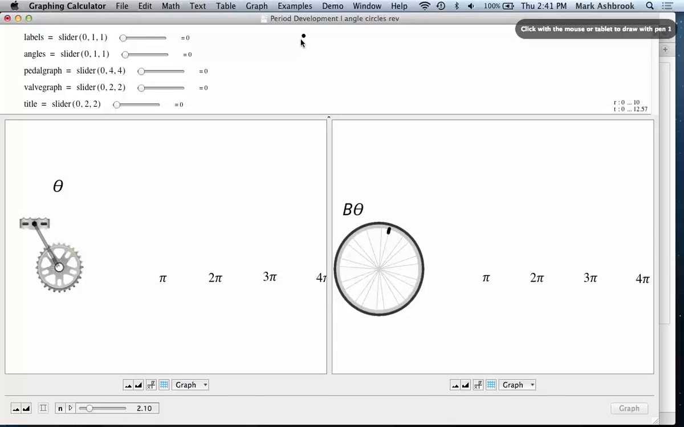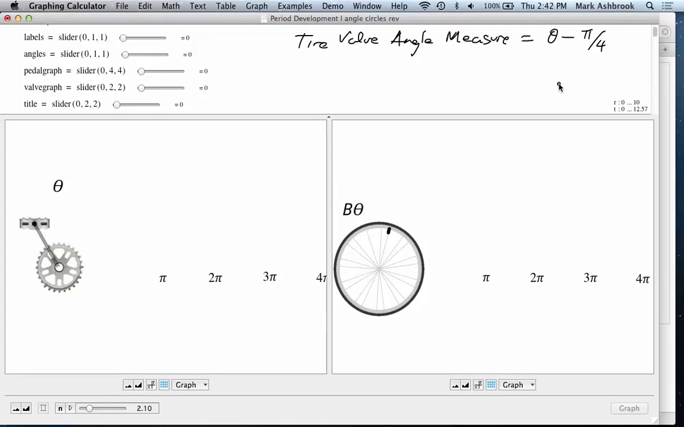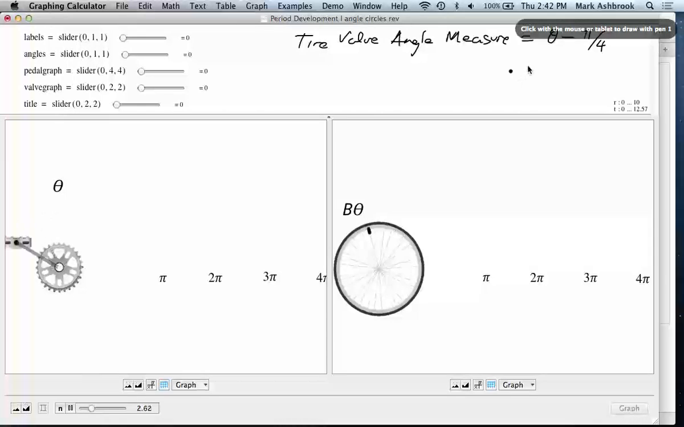So how could we write the tire valve angle measure in terms of theta? It's always what? And is it always pi over 4 behind or ahead? It's always behind, right? So this means that it's lagging behind. That's key to what we're going to talk about. So that tire valve angle is always lagging behind by pi over 4. And therefore, in that last thing I showed you, this is the g function, right? G of theta is theta minus pi over 4.